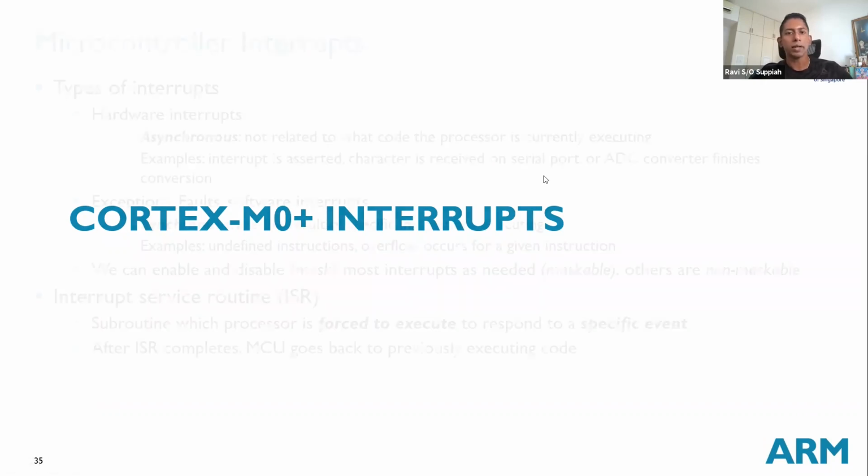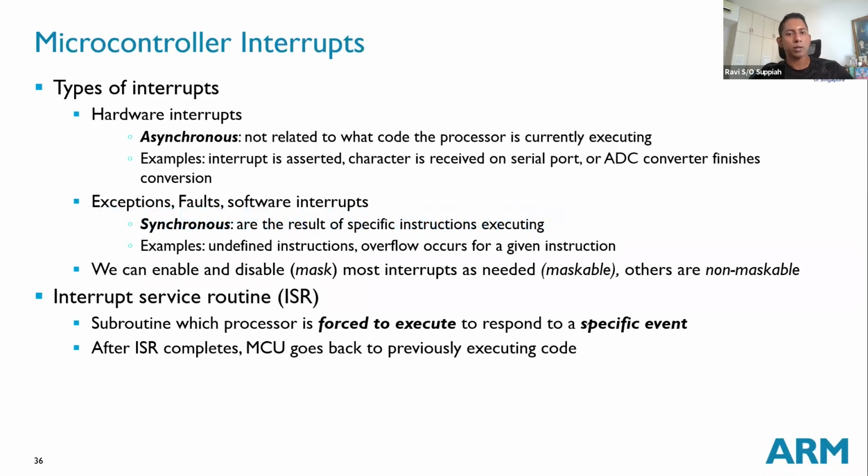So that is what we're going to look at now. In terms of the Cortex M0 Plus, it is also the same as before, where you have interrupts. Generally we say interrupts are asynchronous because the hardware event can happen anytime. But you also have this concept of software interrupts, and generally we call them exceptions or faults.